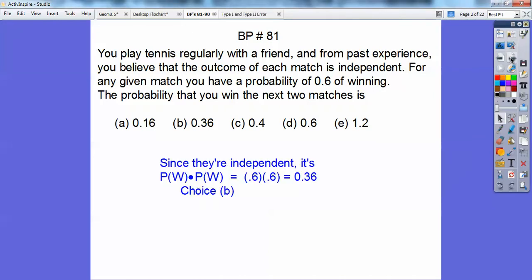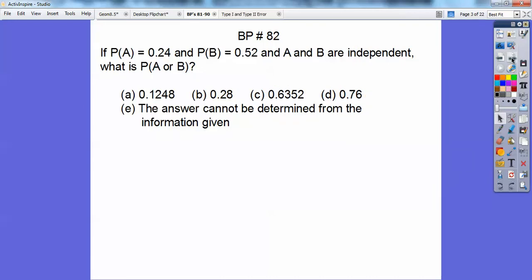Somewhere, I picked these out of a different resource, so this resource had lowercase letters, and I didn't catch it till after the fact. Most, in fact, your multiple choices on your AP test will be uppercase letters. So we'll get through about half of these with lowercase, and the other ones will be uppercase.